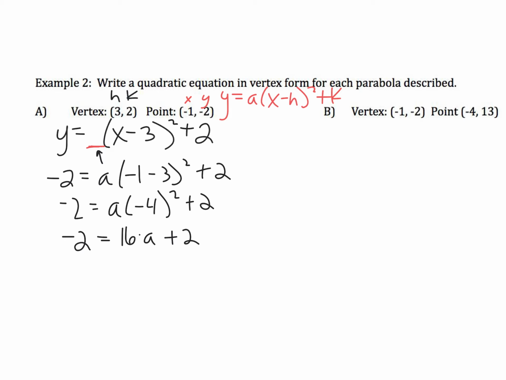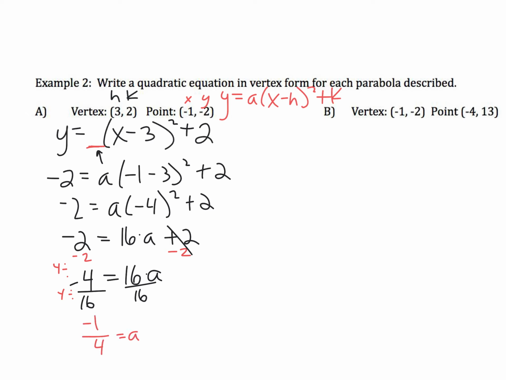So opposite operations. First thing I need to do is subtract this 2 over. When I do that, I will get a -4 equals 16 times a. Lastly, to get a by itself, we need to divide by 16. So I need to take -4 divided by 16. That's going to give me a decimal. So what I want to do is simplify this fraction. Simplifying this fraction, I can take a 4 out of both. If I do that, I will get a -1 over 4.